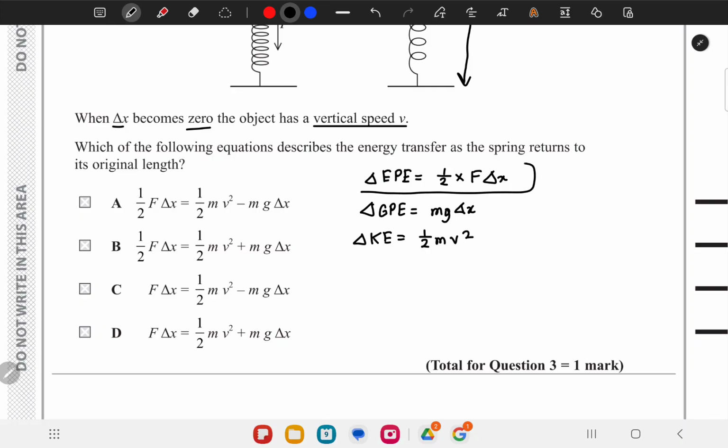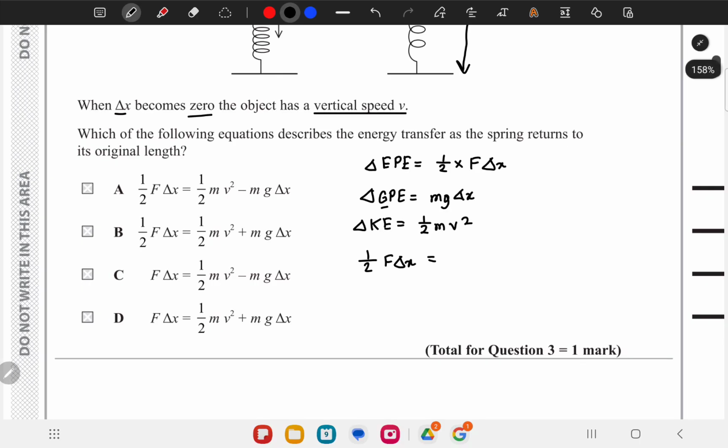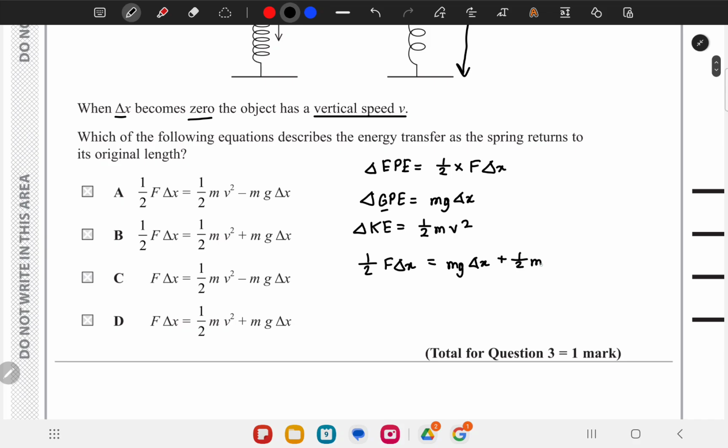Now the change in EPE, or the loss in EPE, will provide the gain in GPE and KE. So half F del x will be equal to mg del x plus half mv squared. So if we look over here, B will be our answer.